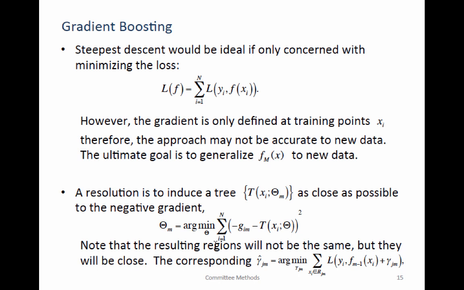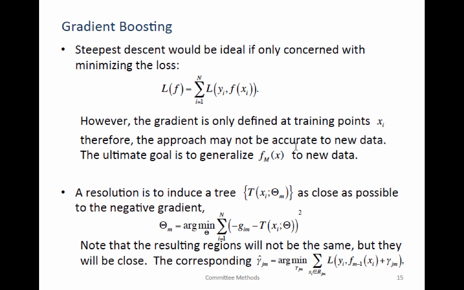But there's an important piece here, and it has to do with overfitting. The gradient is only defined at the training points xi. Therefore, this approach may not be accurate to new data. What do I mean by that? The same thing I meant in the other methods when we talked about generalization error. We might overfit our data if we think about fitting these loss functions and using steepest descent in connection with these loss functions that depend on this gradient. So it could lead to overfitting. And if the ultimate goal is to generalize the model to new data, then we have to think a little bit more cleverly about how to do this.